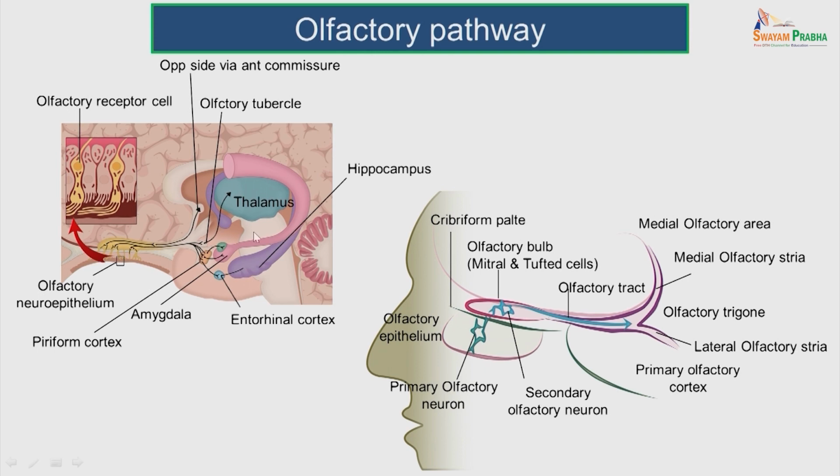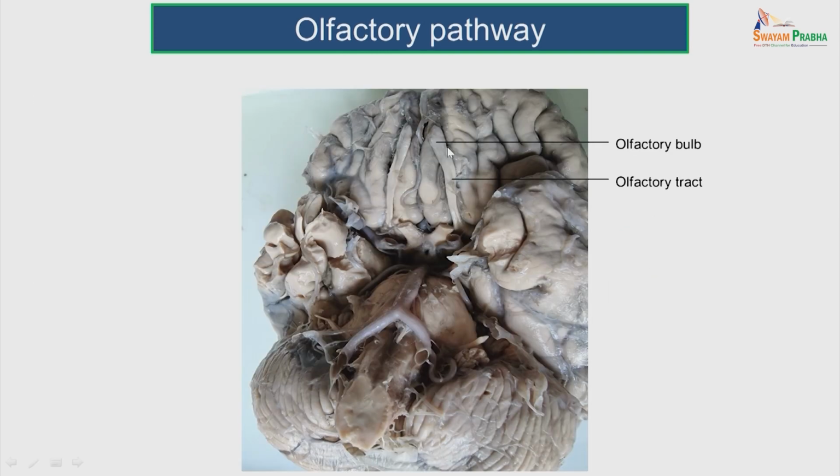As we know, thalamus is the relay station for all the sensation except the olfactory pathway. So, here we can appreciate the olfactory bulb. And this is the olfactory tract, it divides into medial and lateral. So, here is the anterior perforated substance.